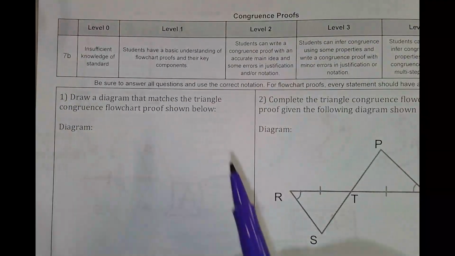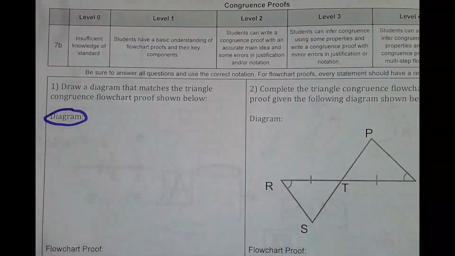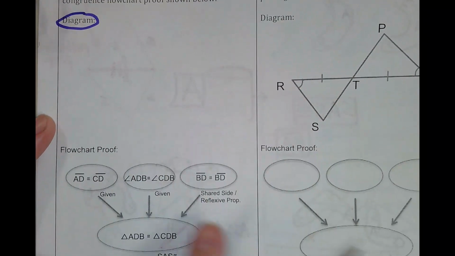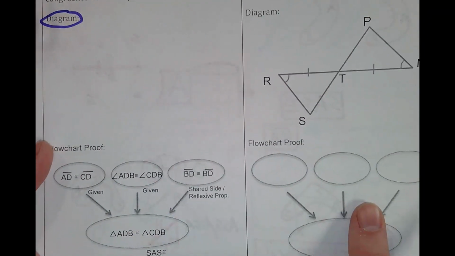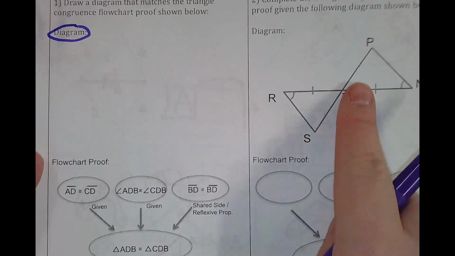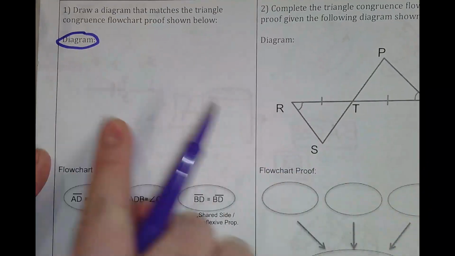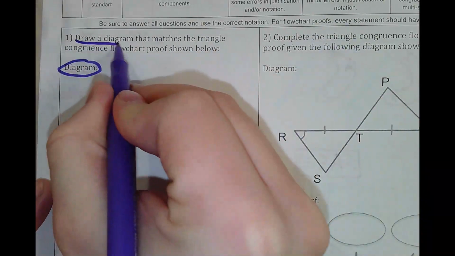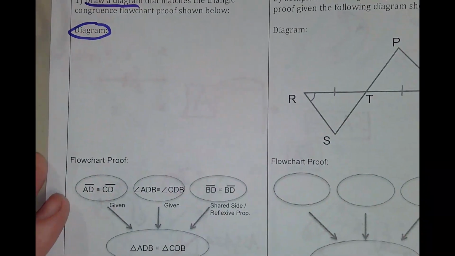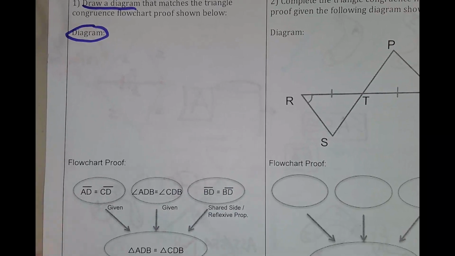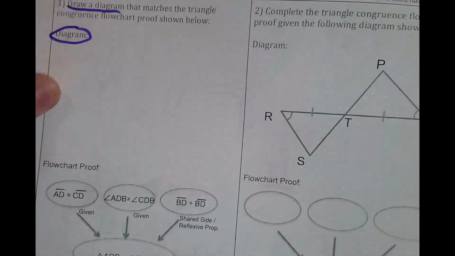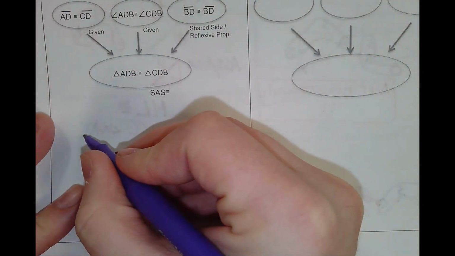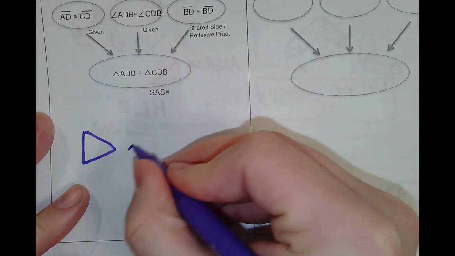So number 1 says to draw a diagram. The diagram is missing. If you look at number 1 and number 2, here's a proof that's completed. Here's a proof that's empty. Here's a diagram that's given to us, and here we're not given a diagram, so we have to draw one. We're going to have to create a diagram that matches this situation. So we really do have 3 options. If you want to write this at the bottom of your page, you can do that right now. The 3 options usually are that we have 2 triangles that are separate.